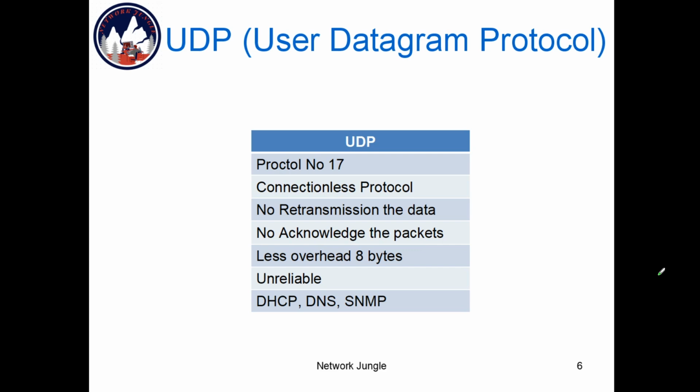It is a connectionless protocol. If the packet is lost, then it is lost. There is no acknowledgement of the packet as well as no retransmission of the data. The header format has less overhead, 8 bytes. UDP is an unreliable protocol. Sample examples of UDP protocols are DHCP, DNS, and SNMP.